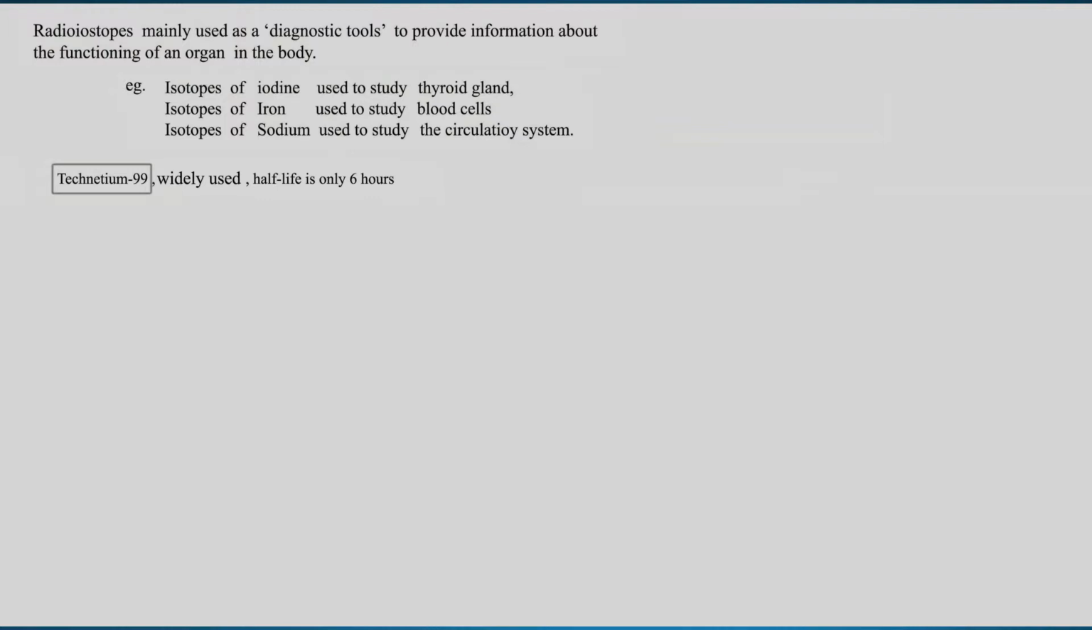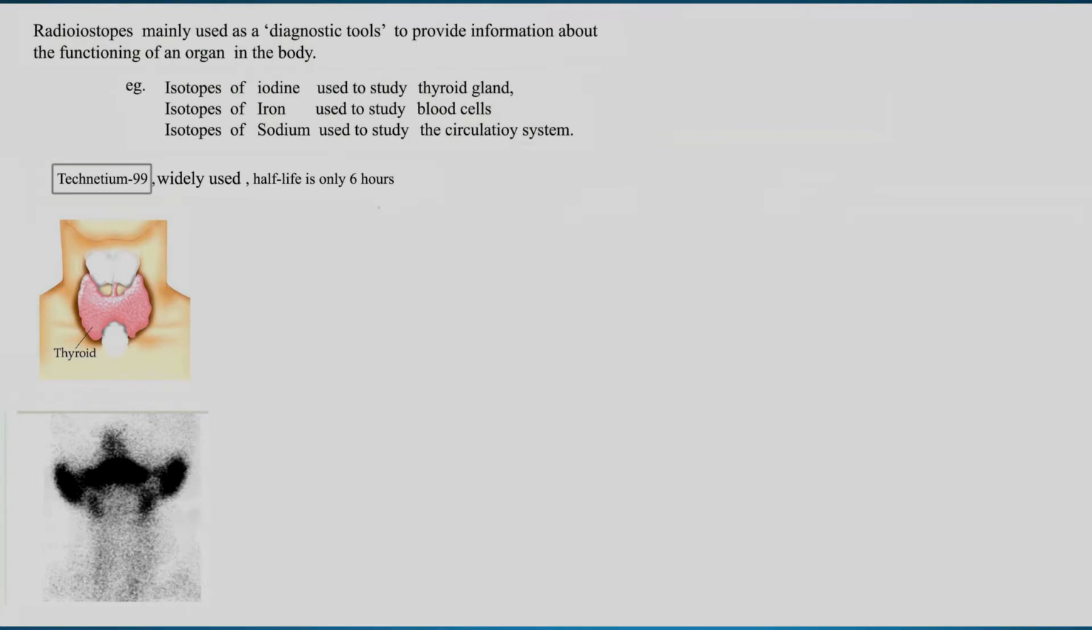Why do we need a short half-life for the radioactive isotope? When it's in the body, it is useful as a diagnostic tool. But you don't want it to stay in the body for too long, because any long-term radiation will cause cancer.